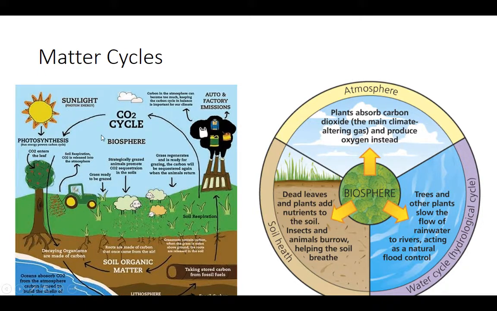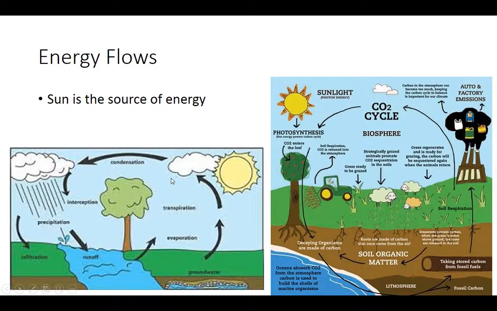Matter continuously cycles around. So we learned in our first learning target that Earth is a closed system, which means that we get energy from outside, but we don't exchange matter. So that means that the matter that we have has to continuously move around. So that's matter cycling. And then when we talk about energy, we talk about energy flowing.